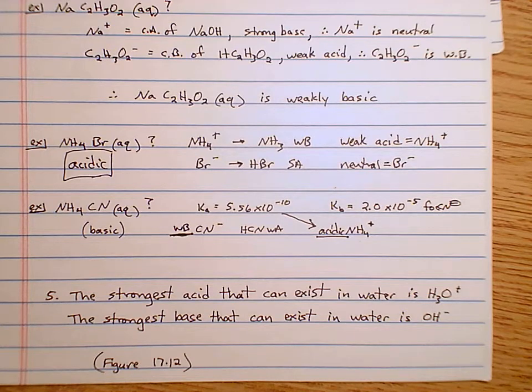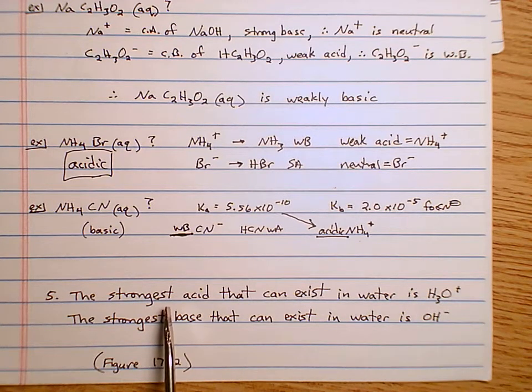Example, HCl. We've done a whole bunch of reactions with HCl. HCl is a strong acid, therefore if you put HCl in water, it dissociates 100% and forms H3O+. It is a stronger acid than hydronium, therefore it dissociates and forms hydronium.